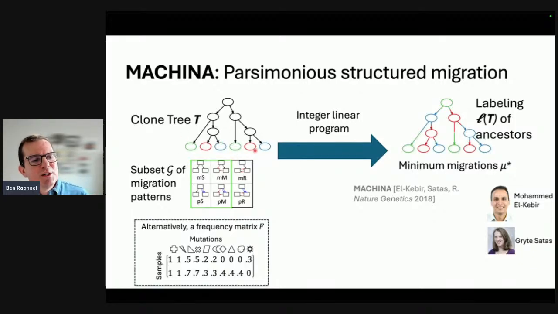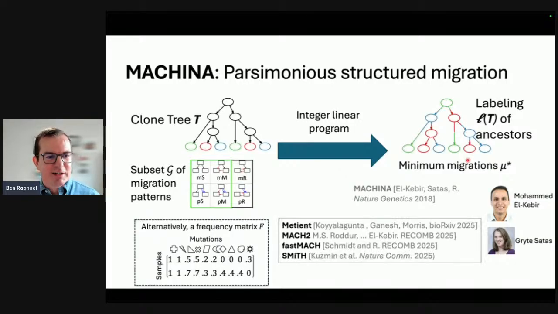So if you were given this clone tree, leaves labeled by these anatomical sites, and you were given a subset of these migration patterns, then you could ask, can you find the corresponding labeling that has the minimum number according to one of these structural constraints on the migration graph? And this was a fun problem. We showed some nice results on some of the cancer data at the time, and it sat there for several years. And remarkably, this year has been the year of people returning to this problem. And there are now multiple papers this year looking at these migration graphs again.